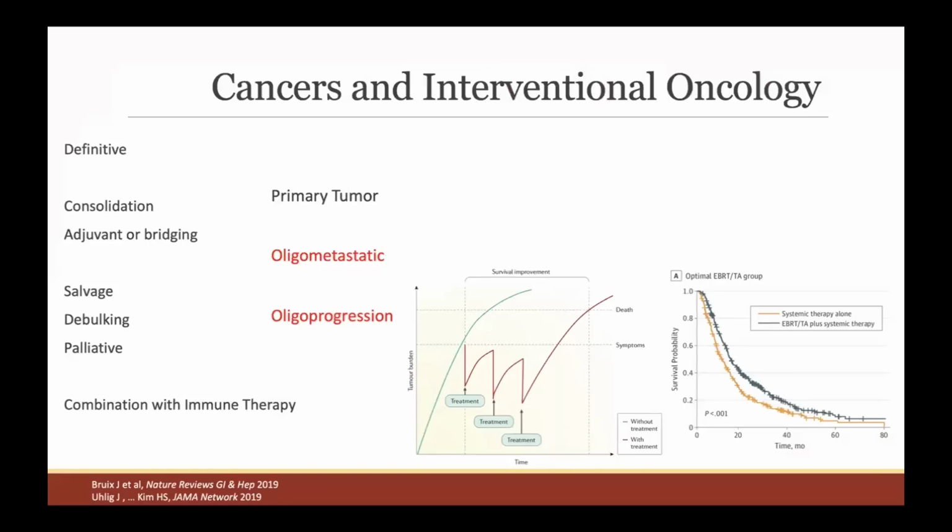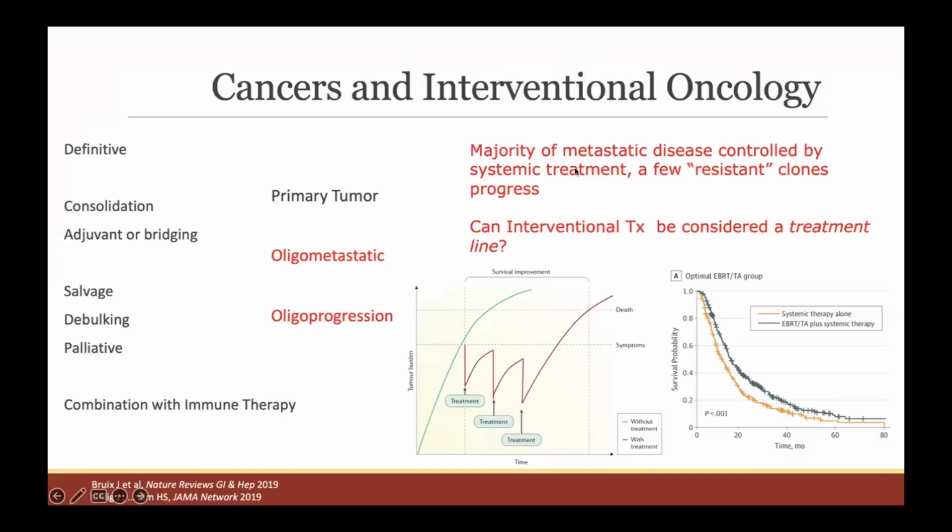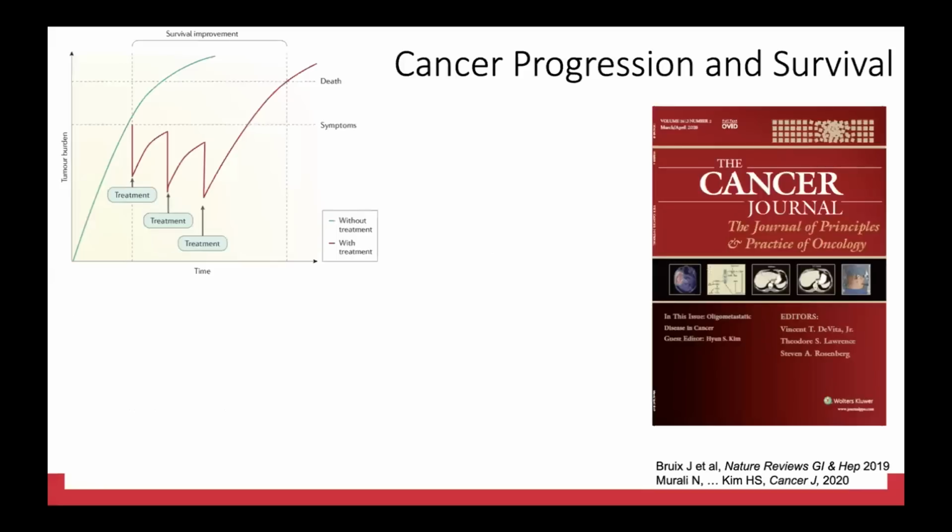So, the question is, for these patients, and there are a lot of them: the patient with metastatic disease, where resistant clones progress as oligometastatic disease, can local therapy be considered a bona fide treatment line? I can tell you that 10 years ago, 20 years ago, for sure, even 10 years ago, this was sort of a borderline kind of thing. Now, I think that everybody recognizes it.